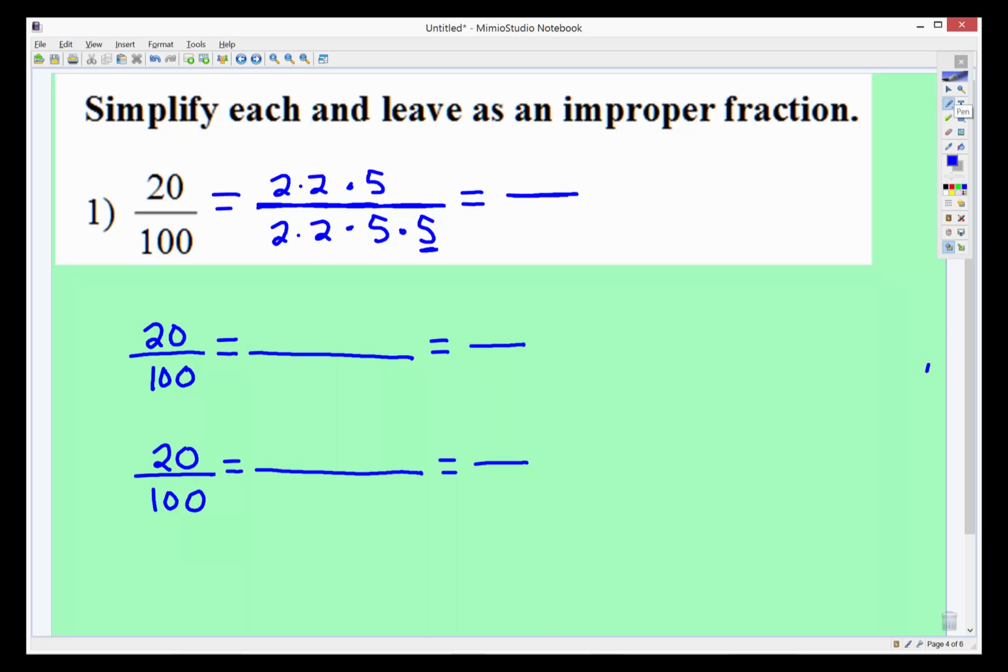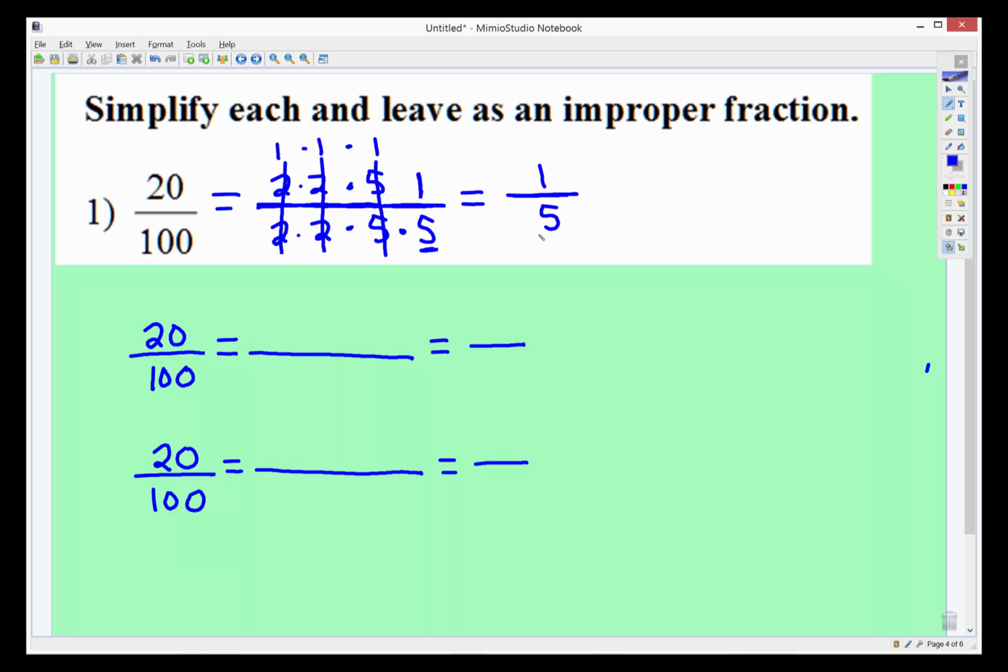Okay, now you can cancel the factors. So those can cancel, those can cancel. If everything can cancel, go ahead and put that invisible 1 up there. Remember, 2 divided by 2 is 1. 2 divided by 2 is 1. 5 divided by 5 is 1. 1 times 1 times 1 is 1. And look at what remains, 1/5.